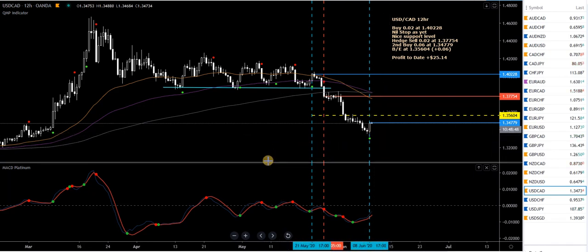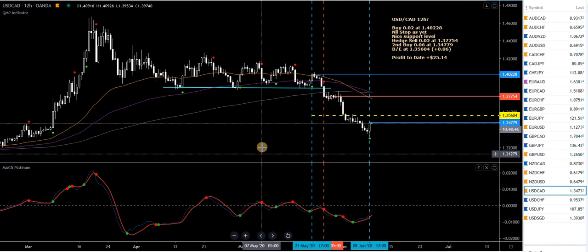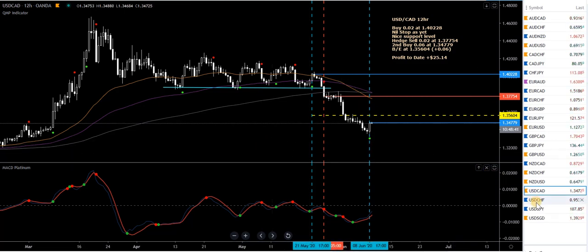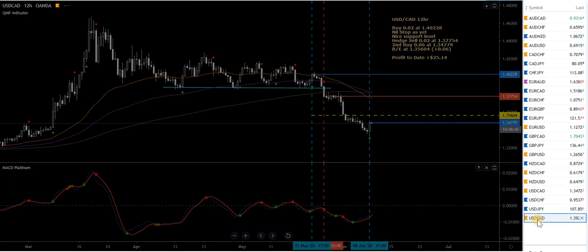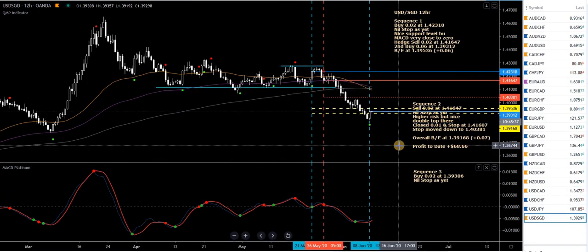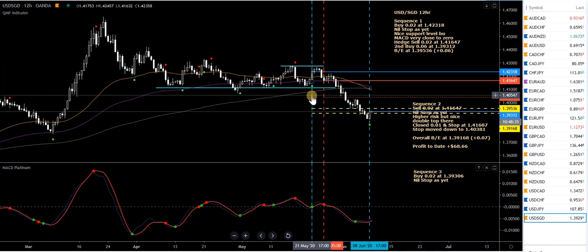I've been trading the 12-hour chart since the 3rd of Feb this year. So there's been a lot of trades, getting a fair bit of action, and we seem to be going along all right, sort of. USD Singapore dollar, a little bit happening here.